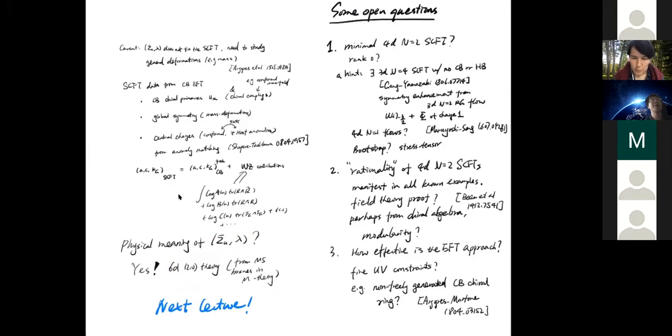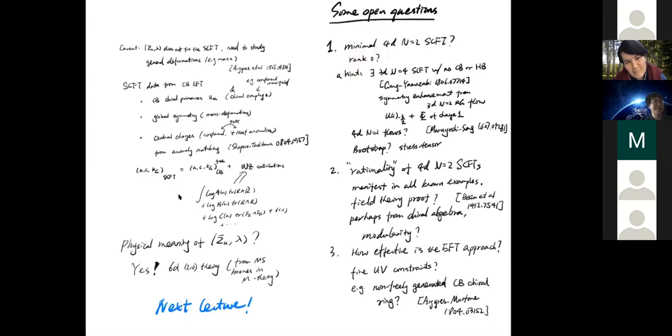So let me just end with some open questions, along with the open questions we already discussed in the beginning of the lecture. One open question that I find very curious is the possibility of a minimal N=2 superconformal field theory. By minimal here, I mean minimal in the sense that it has a minimal conformal anomaly, for example, or, a more ambitious minimal theory is a theory of rank zero.